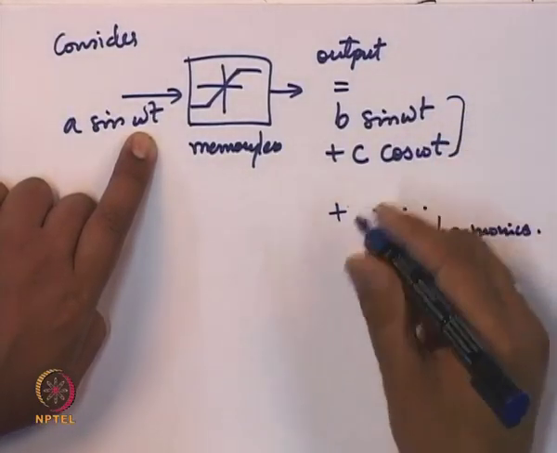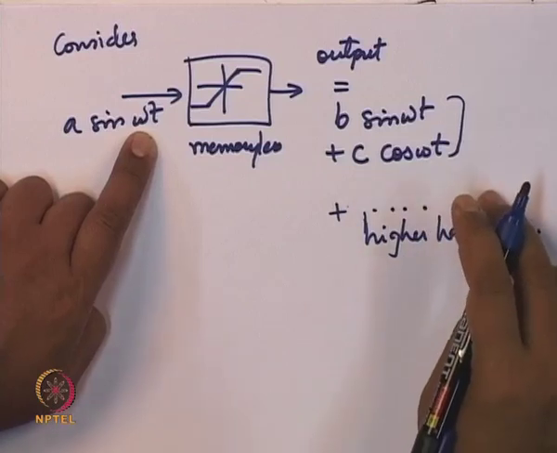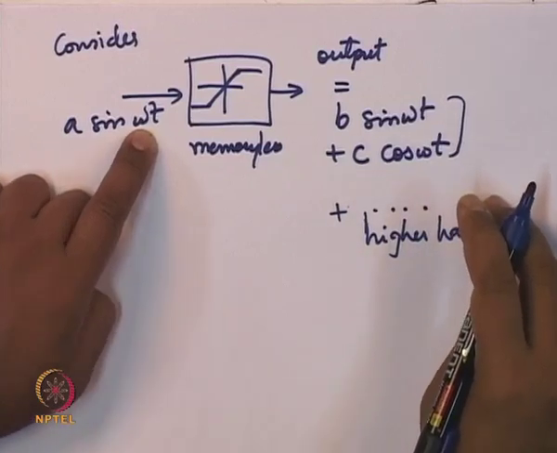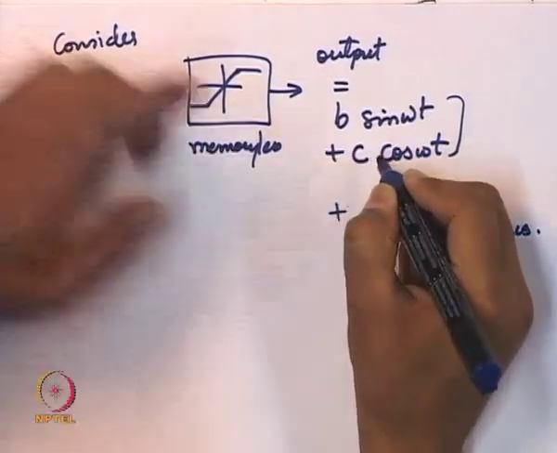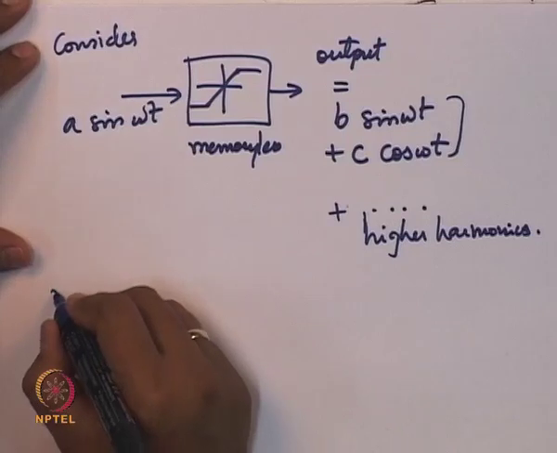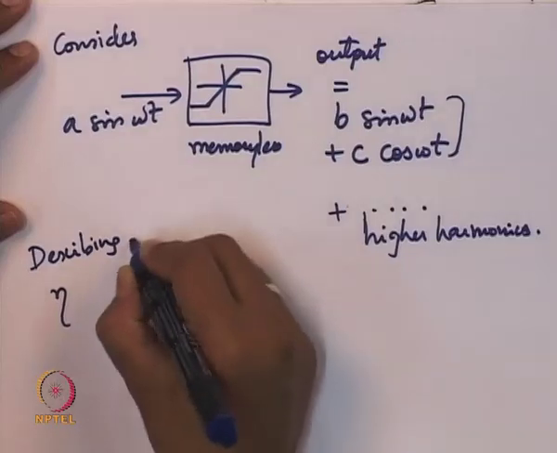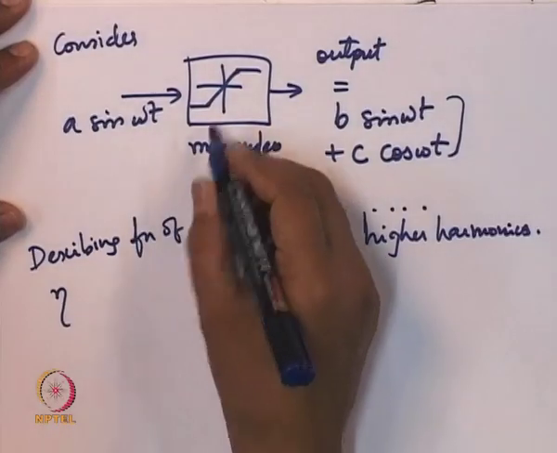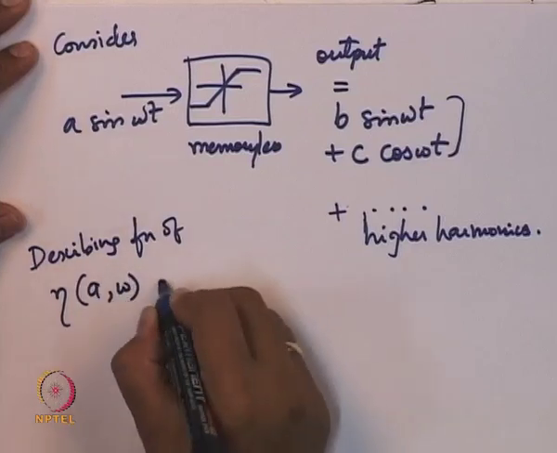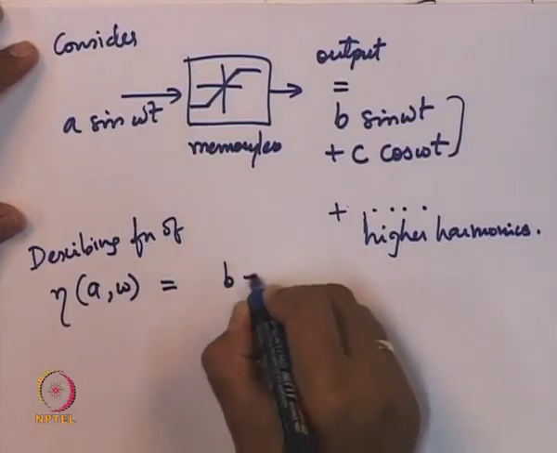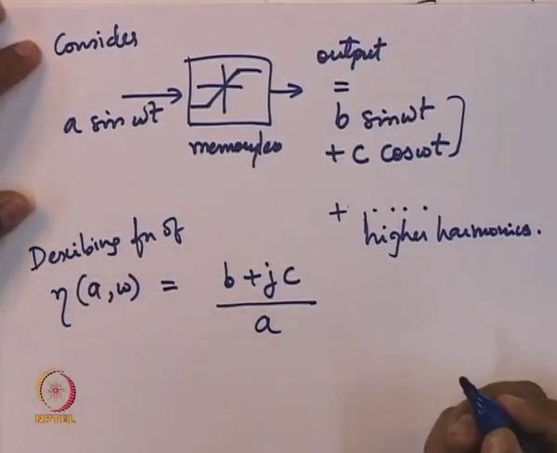In our very first lecture on nonlinear dynamical systems, we said that nonlinear systems can have harmonics that are different from the input signal, and it can have higher harmonics also. But we are interested in only B and C. So the describing function of the saturation nonlinearity, N(A, omega), equals (B plus jC) divided by A.